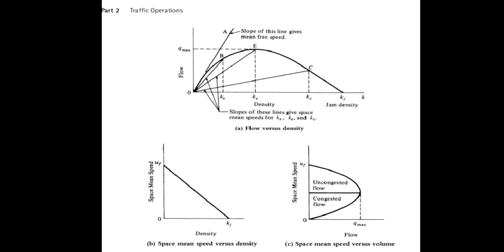So this is the fundamental diagrams of traffic flow. You can see here the congested flow, flow versus density, and space mean speed versus density.